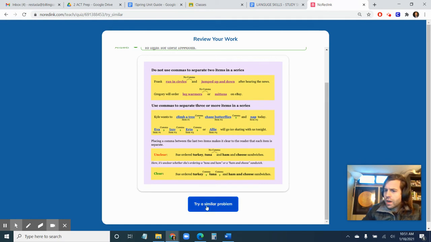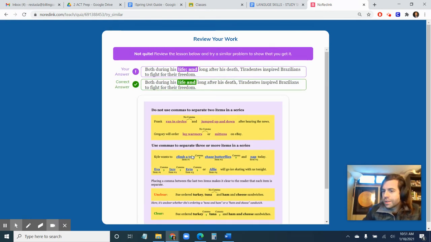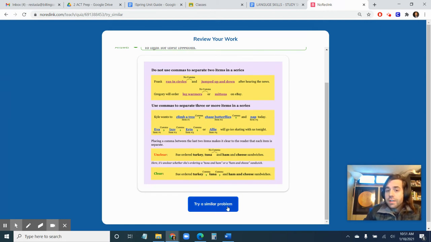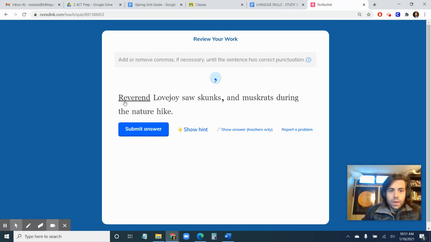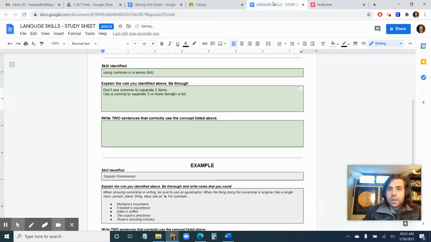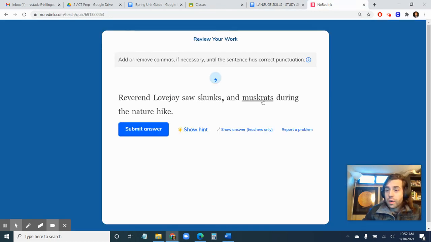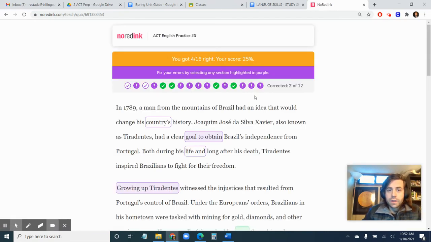At this point, I might try a similar problem, because just writing down these words doesn't necessarily mean that I get it. I need to practice identifying when to use these different rules. So let's try a different problem. Reverend Lovejoy saw skunks and muskrats during the nature hike. The 2 items in a series are the 2 things that Reverend Lovejoy saw. So I take a look at my notes. It says don't use a comma to separate 2 items. I see skunks and muskrats. It's only 2. Get rid of that comma. Submit my answer. Hooray, it says that I got it right. At least it marks that I've tried this again.